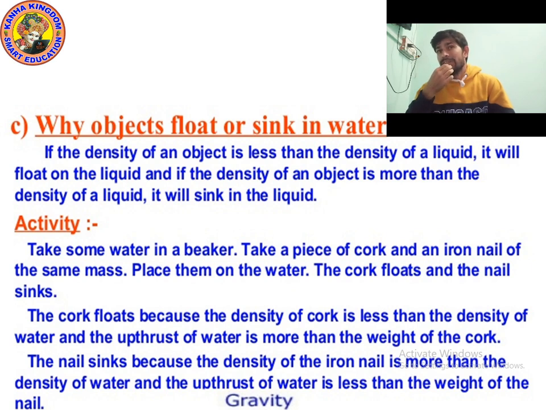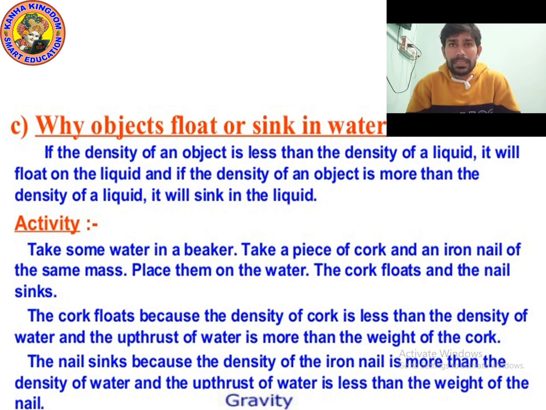If the density of the object is more than the density of a liquid, then it will always sink in the liquid. You can do a simple experiment. Take some water in a beaker, and take a piece of cork and an iron nail. Both should have the same mass. Then place them on the water.